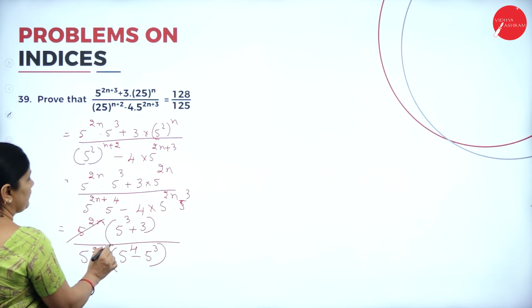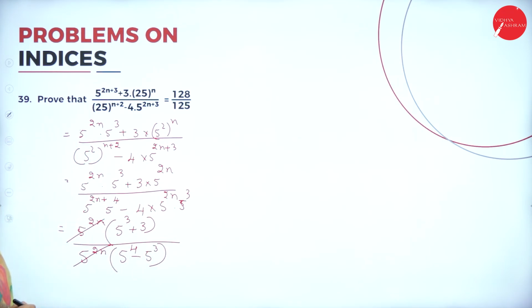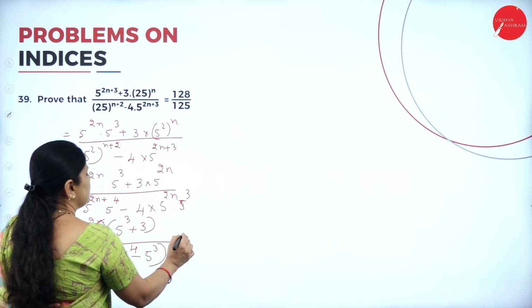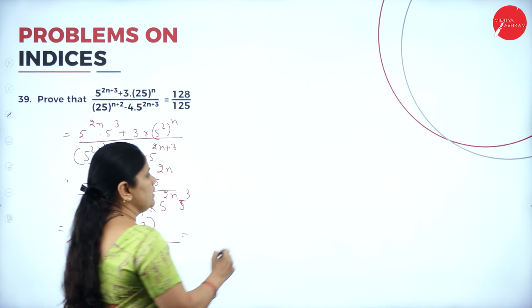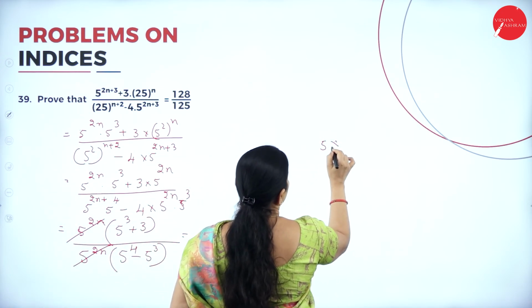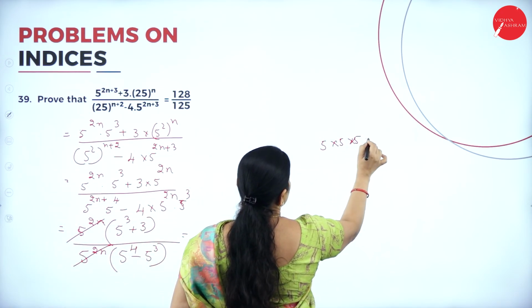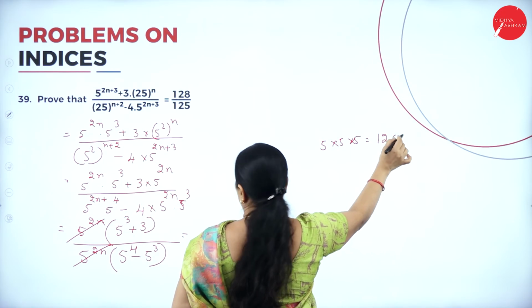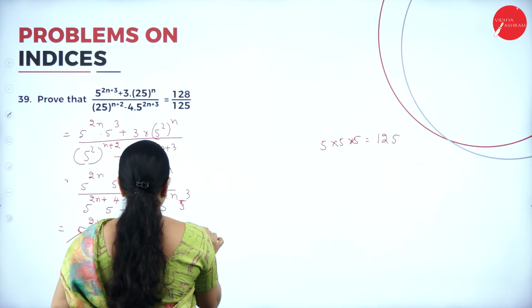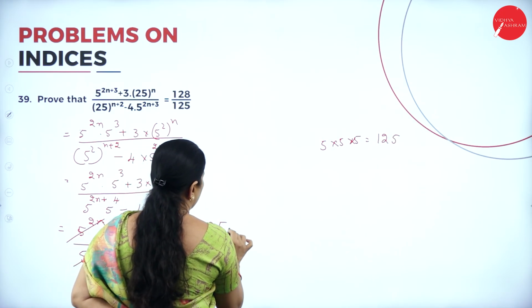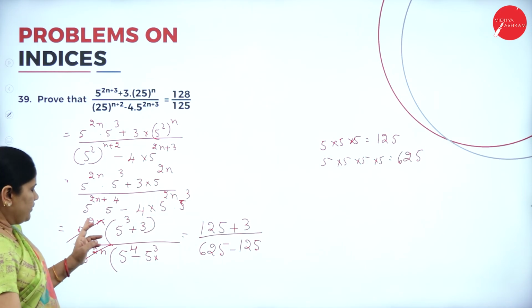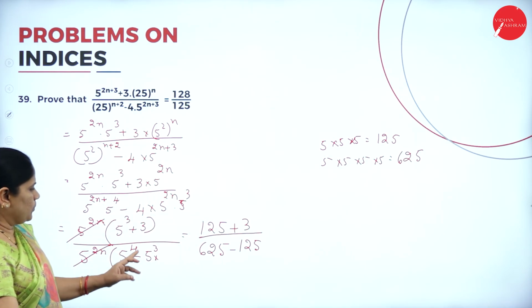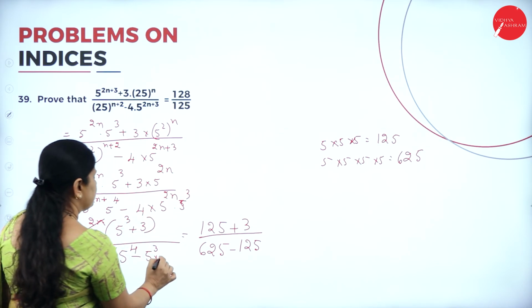So 5 to the power of 2n and 5 to the power of 2n get cancelled. So I am getting 5 cube. So 5 cube means what? 5 cube is 5 into 5 into 5, so that will be equal to 125. So I will write here 125 plus 3 whole over 5 to the power 4 minus 5 cube into 4.